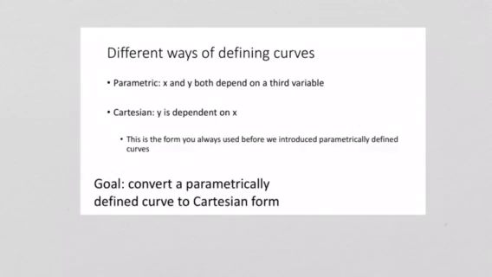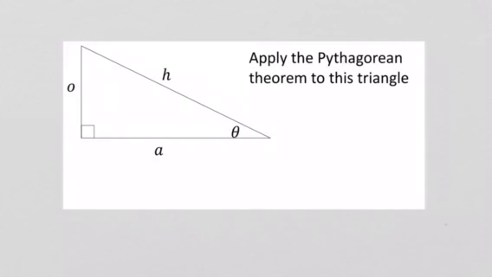So, to start, we're going to go back to the Pythagorean theorem, and it's not really clear why we would do that yet, but it will become clear as we work through this. So, quickly apply the Pythagorean theorem to this right triangle.